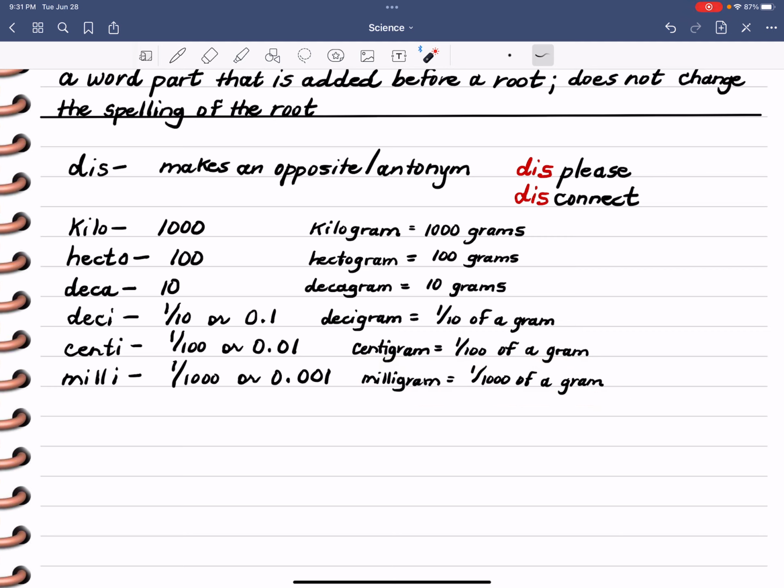So you see how these prefixes, and I meant to write them in red, but I didn't, so let me highlight them. Prefixes are added at the beginning of a word and do not change the spelling. This is the basis of the metric system. If you know these prefixes, you can do the metric system all day long. This is the backbone of the metric system.